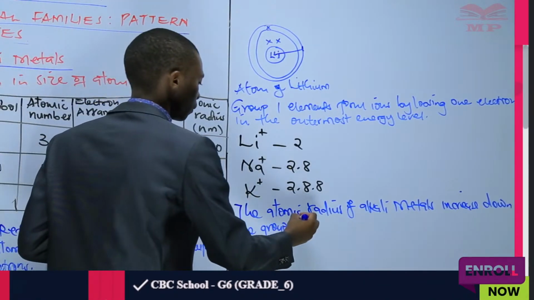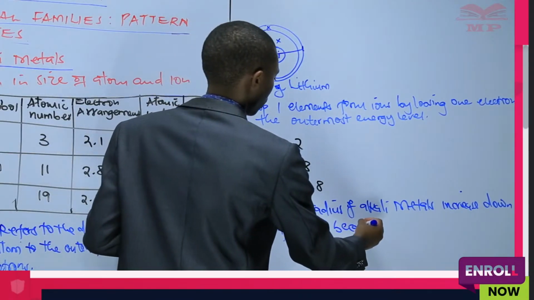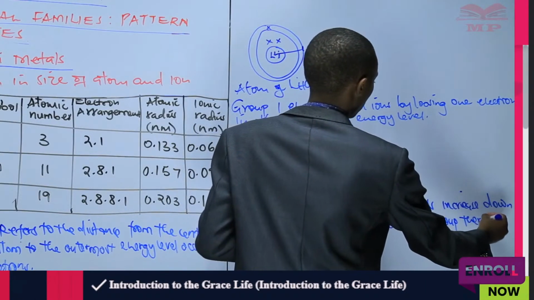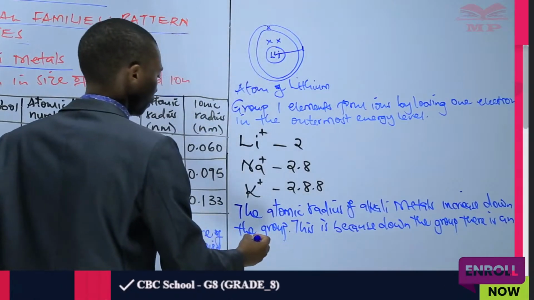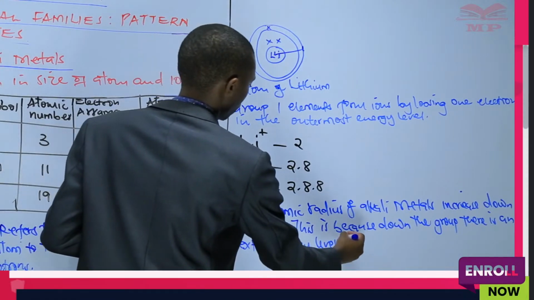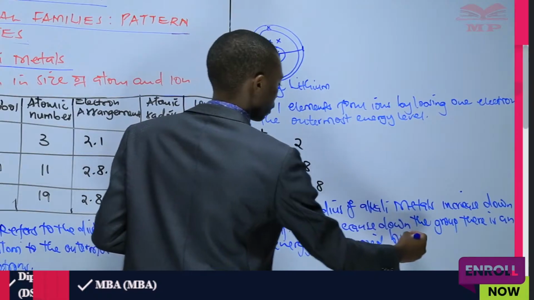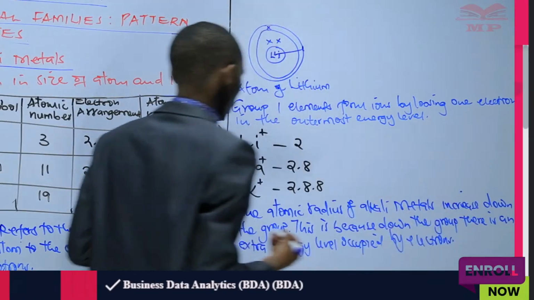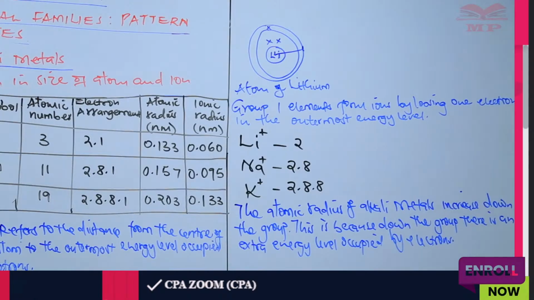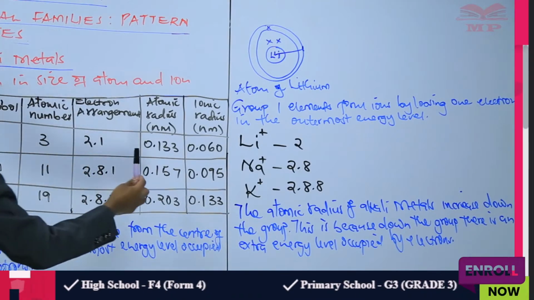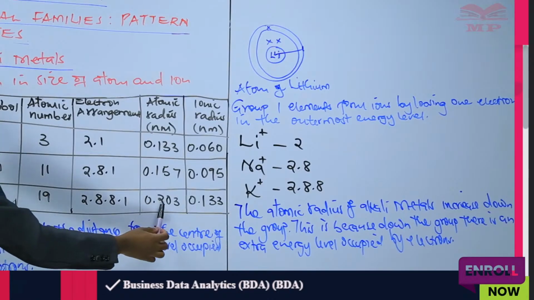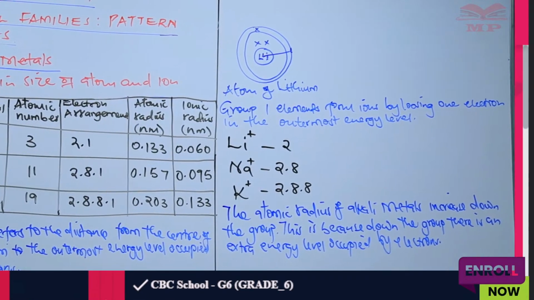This is because down the group, there is an extra energy level occupied by the electrons. If you look at the atomic radius, this is 0.133, 0.157, 0.203. So there's an increase down the group.